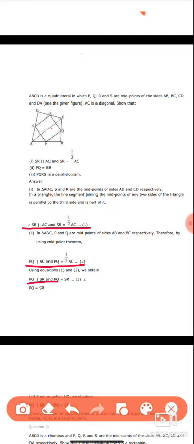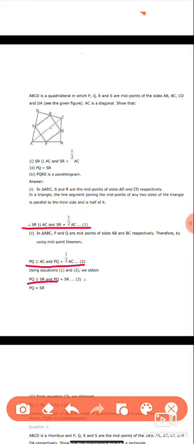Next, you can write that SR is equal to half of AC and PQ again is equal to half of AC. So you can write SR is equal to PQ directly. So this is the third condition. Now for the second condition, you have to prove PQ is equal to SR, which you can directly write from 1 and 2. Then the third condition, PQRS is a parallelogram.